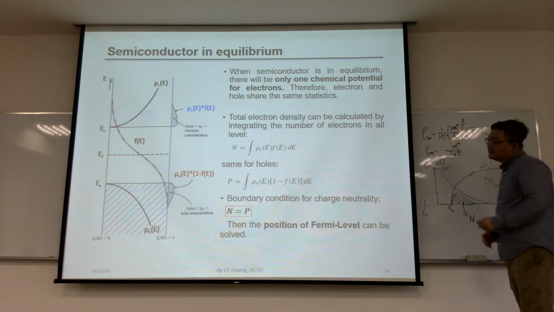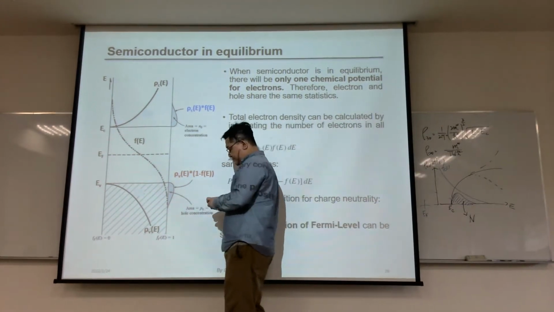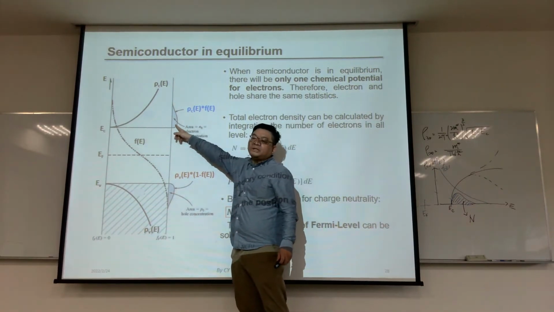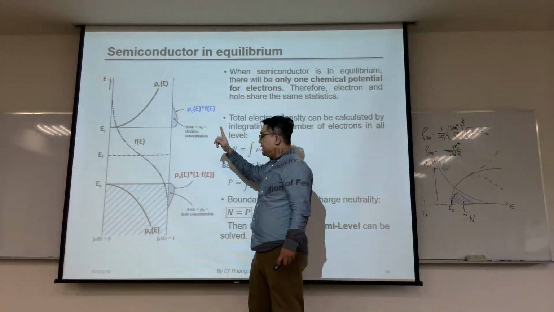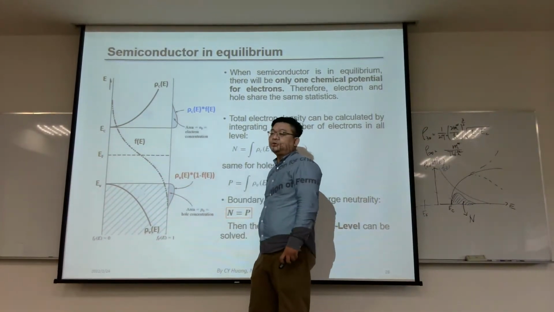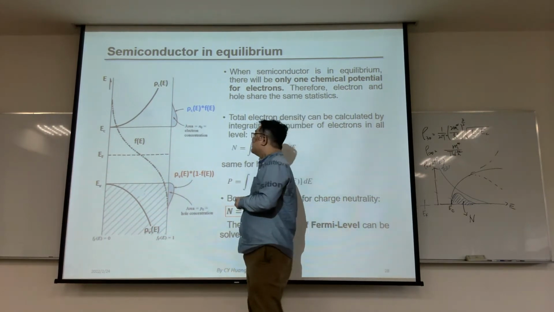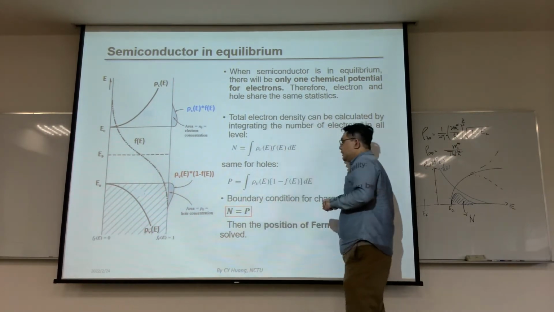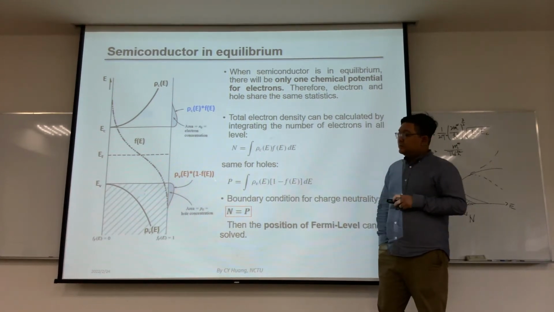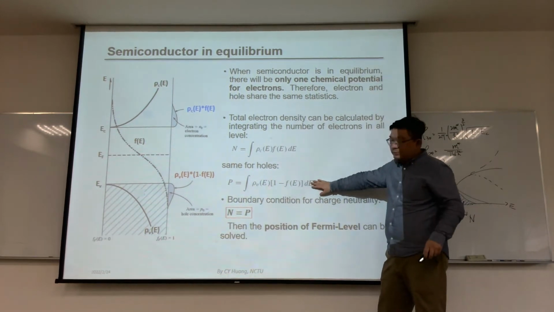Alright. So under equilibrium, the electron density should be equal to the hole density, due to charge neutrality, if we don't have any doping inside. So we write down N is equal to P. Then we have equation 1 equal to equation 2.